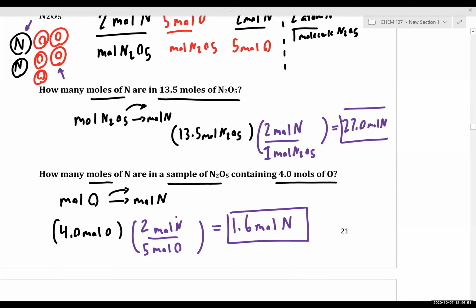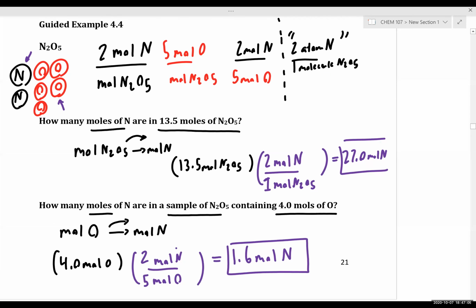How did you do the calculation again? So if we're going from moles of oxygen to moles of nitrogen, we write out our starting units, which is moles of oxygen, and looking at our formula, the ratio of atoms gives us the mole ratio of each element. So in this formula, we have 2 moles of nitrogen per 5 moles of oxygen. 2 nitrogens, 5 oxygens. That conversion factor allows us to convert from the moles of oxygen in our sample to the moles of nitrogen. How many moles of nitrogen are in this sample containing 4 moles of oxygen? Okay, so moles of oxygen, you're going to go to moles of nitrogen.